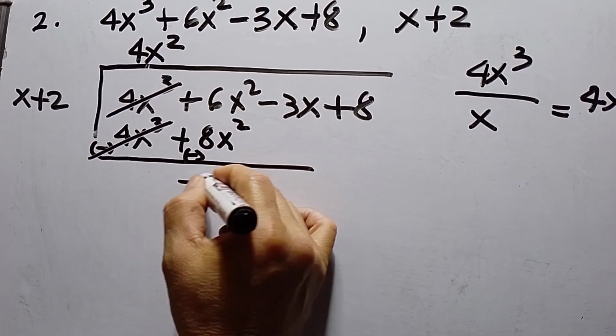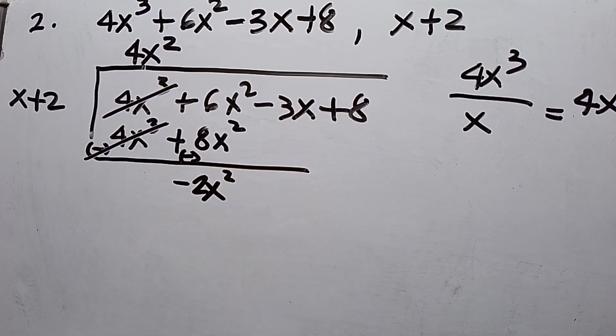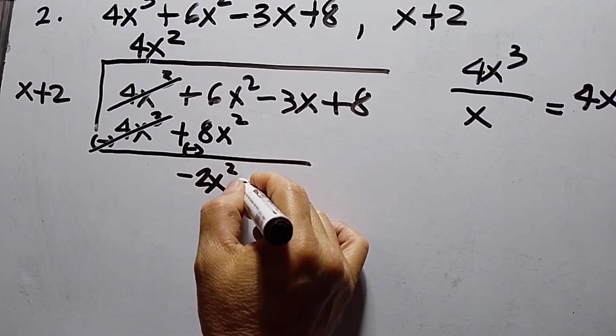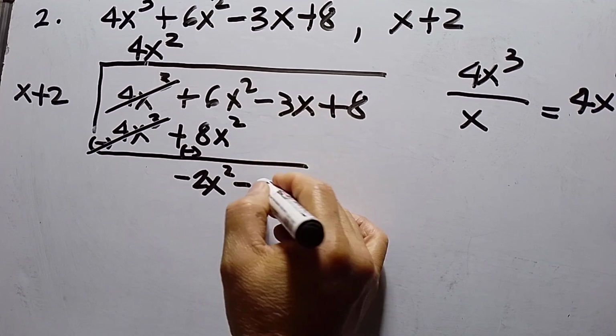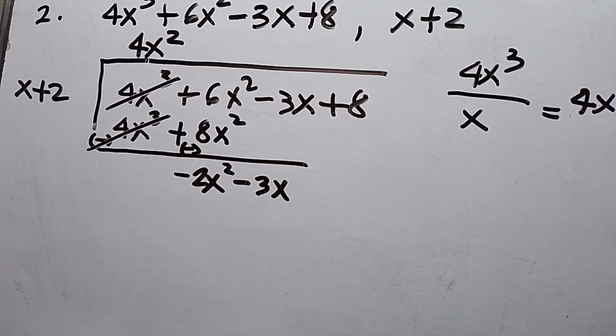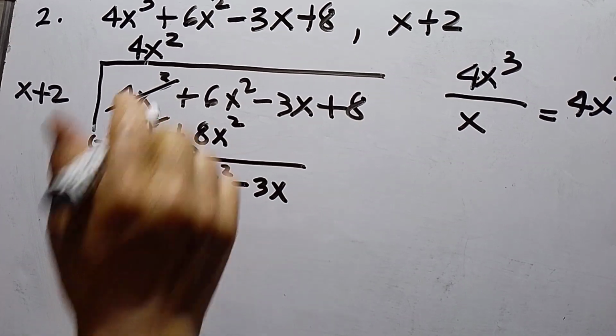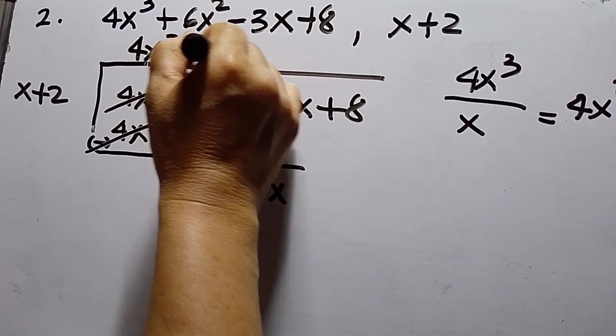So this will be negative 2x squared. Since this is binomial, the new dividend will also be in the form of a binomial. So bring down 3x. Since the first term of my new dividend has a negative sign, my quotient will also be negative here.